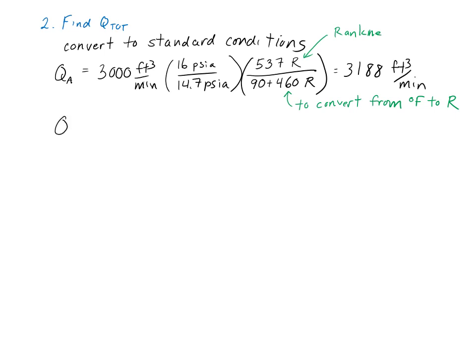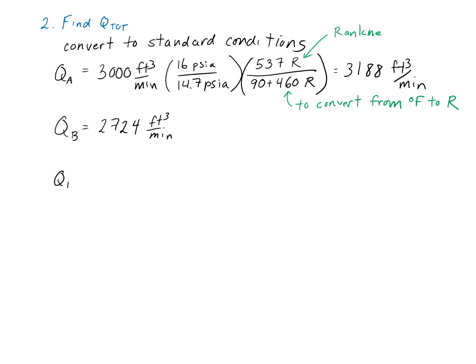We would do the same thing for Q sub B, which started with a flow rate of 2,500 cubic feet per minute. The pressure was 17 psia and the temperature was 110. And we would get a flow rate of 2,724 cubic feet per minute under actual conditions.